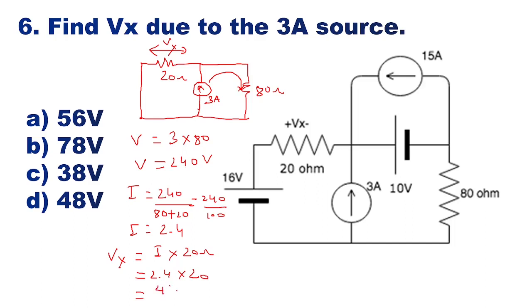That is 48 volt. Vx will be 48 volt. So 20 into 2.4 is nothing but 48. So option D will be the right answer here. So here we can see the explanation again.